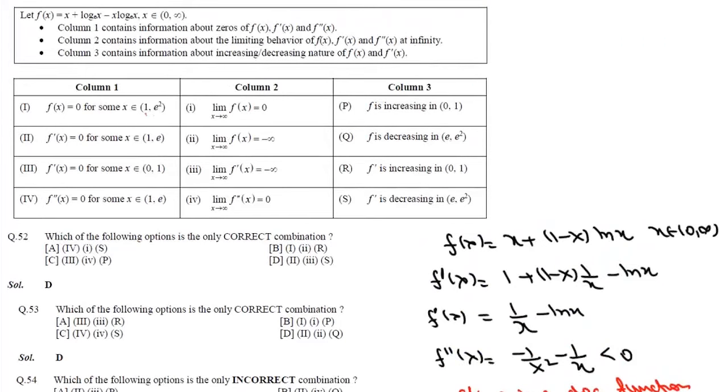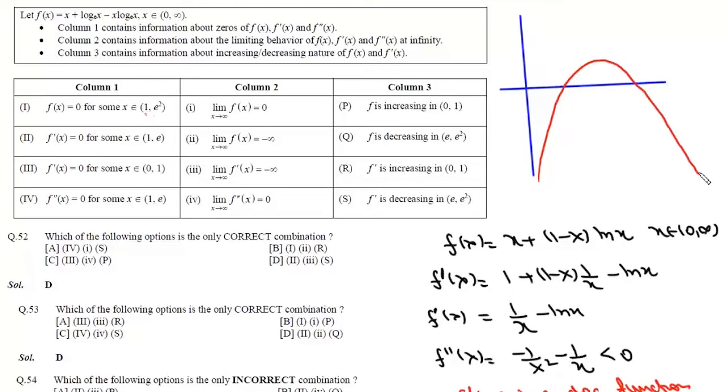Now we'll draw this approximate graph. It'll start from minus infinity, it'll take its maximum somewhere between 1 and e, and then at infinity it'll be again minus infinity. So here we'll have this point 1, and then e, then e square, and we'll have a point of local maxima in between 1 and e.